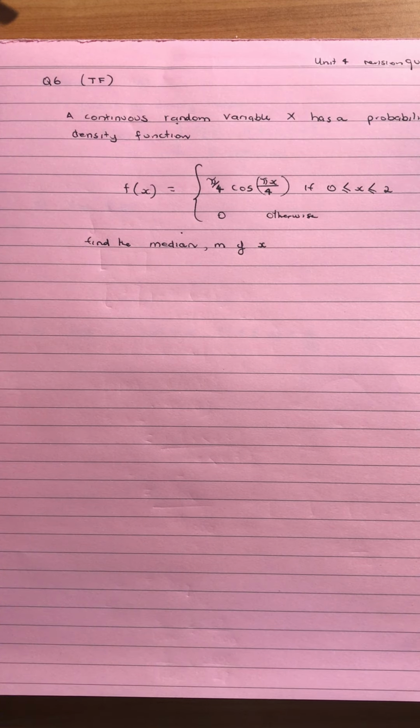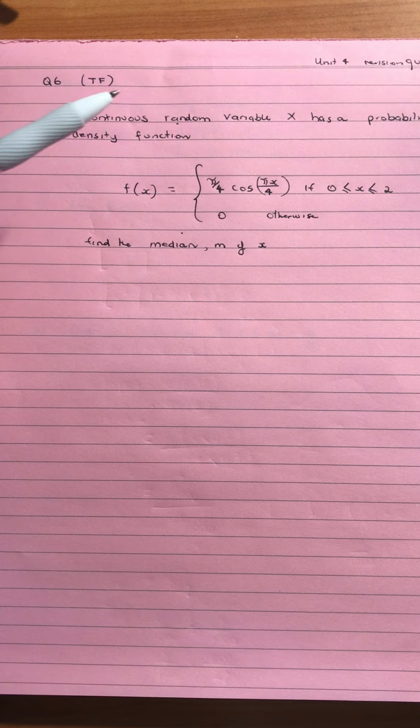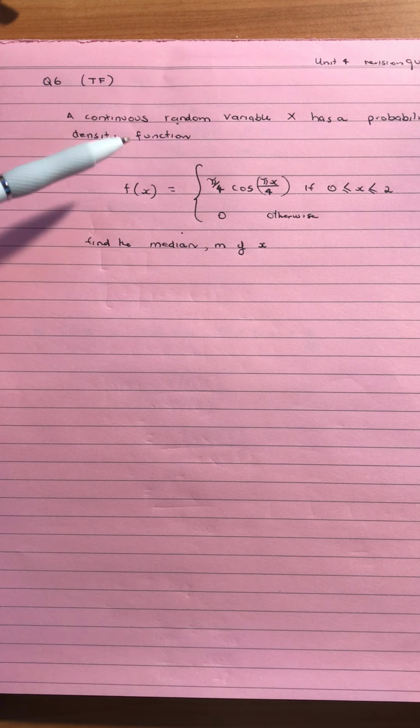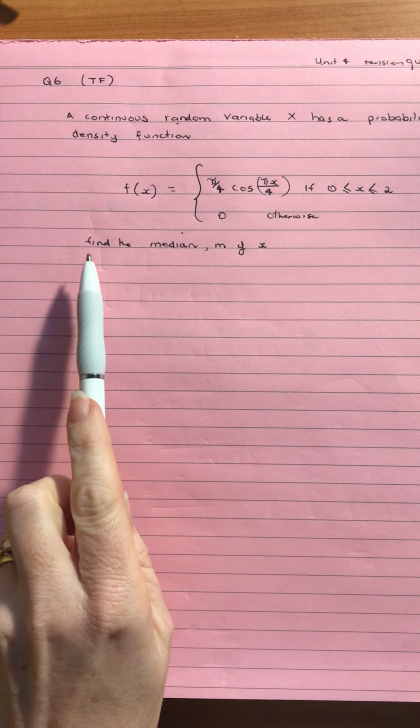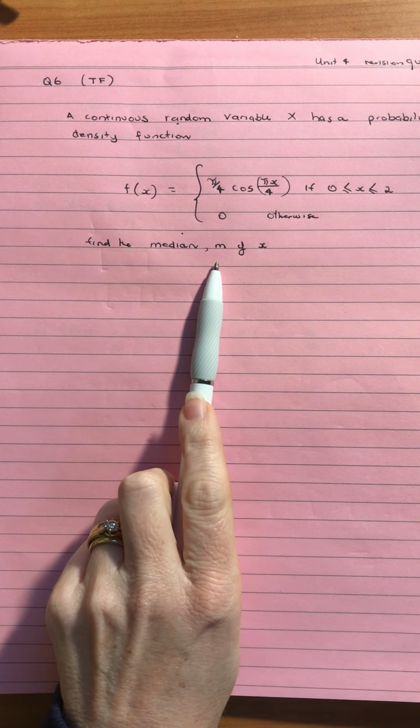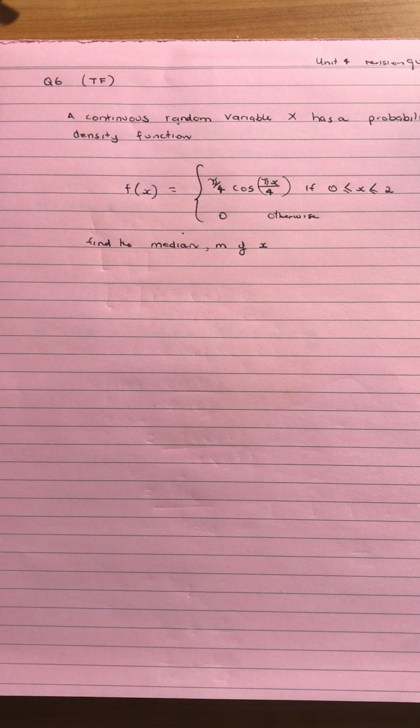Okay, looking at question 6 from the Unit 4 revision quiz for maths methods, we've got a continuous random variable x that has a probability density function, and here's our function given to us between 0 and 2. We're being asked to find the median.